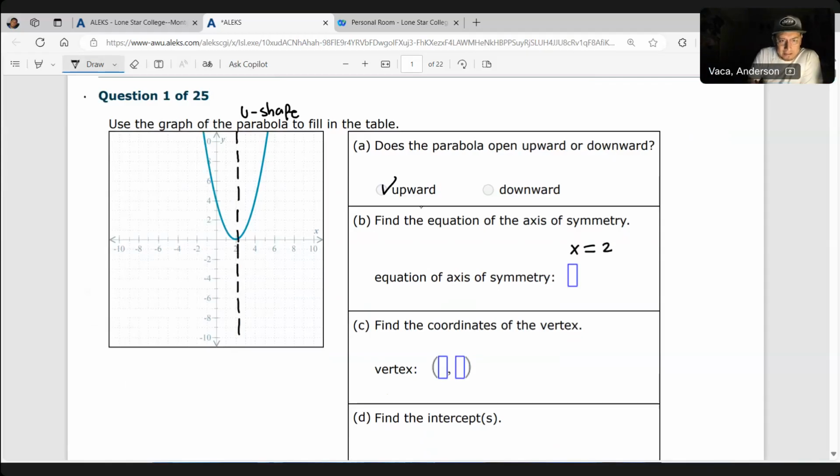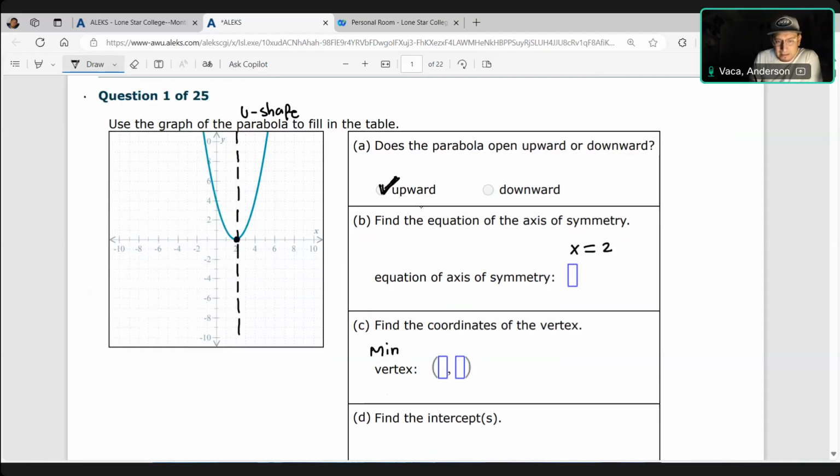Now, how do I know that this is the axis of symmetry? It is the axis of symmetry because it splits this U-shaped graph in half. The left side will be exactly like the right side. The vertex happens to be this point right here. For this particular example, because it opens upward, the vertex is a minimum.